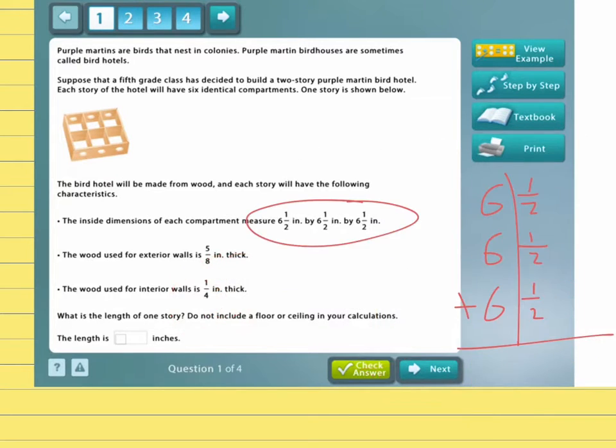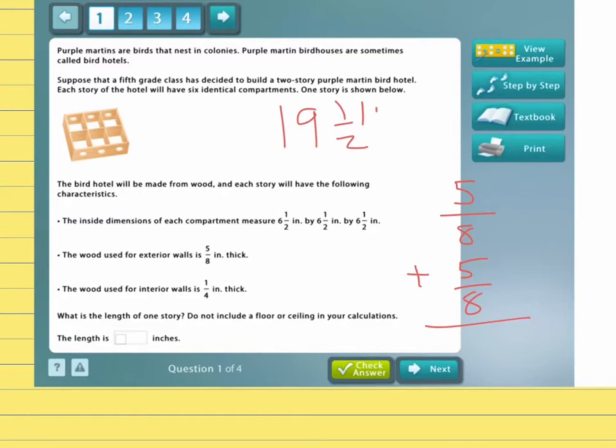Alright, first I'll start off with the inside dimensions for the compartment. So it's 6.5, 6.5, and 6.5. I'm going to add those up. The half, half, and half gives me 1.5. 6, 6, and 6 gives me 18. So it's 18 plus 1.5 inches. That's going to be 19 and 1/2 inches for the length of each box.